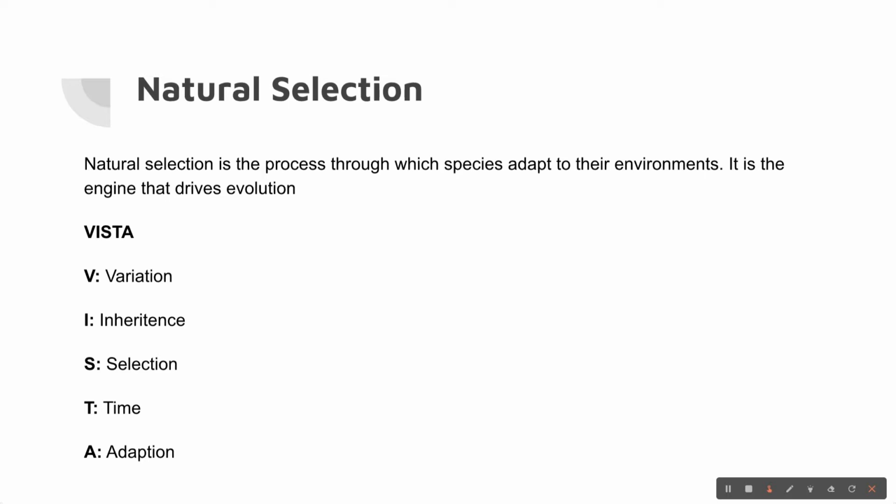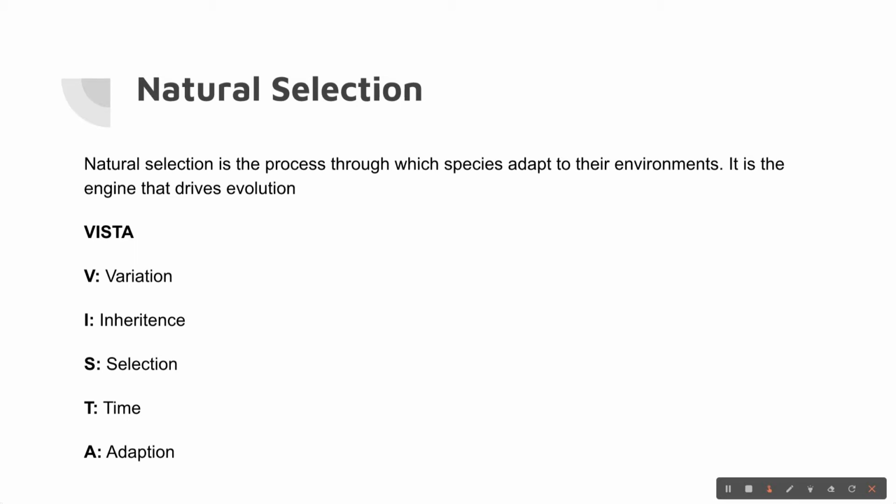So, not only did he come up with evolution, but natural selection as well. So there's a couple terms within it. Natural selection is the process by which species adapt to their environments. So it's the engine that drives evolution. This is what allows those species to change, to adapt to what their environment is. Basically. So it's not evolution, but it's the one that drives it. The one that creates the evolution, creates the changes.